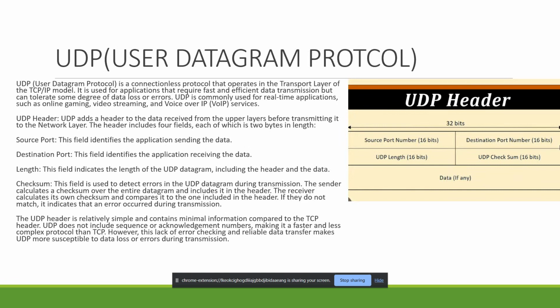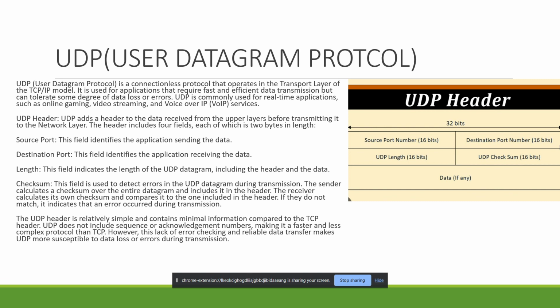UDP, User Datagram Protocol, is a connectionless protocol that operates in the transport layer of the TCP/IP model and is used for applications that require fast and efficient data transmission but can tolerate some degree of data loss or errors. It is commonly used for real-time applications such as online gaming, video streaming, and voice over IP services.